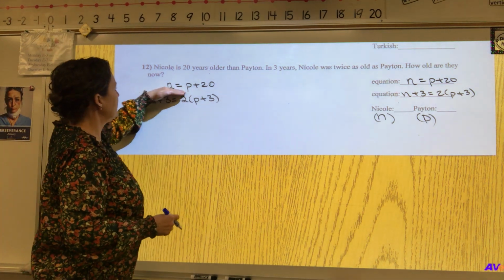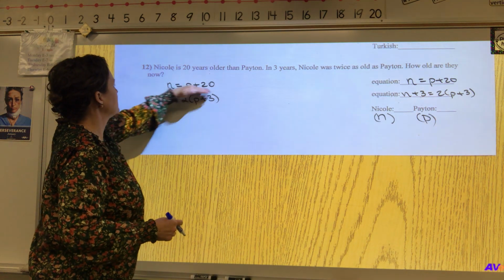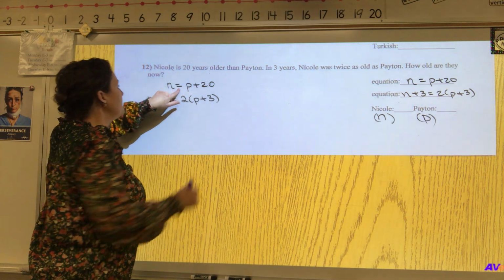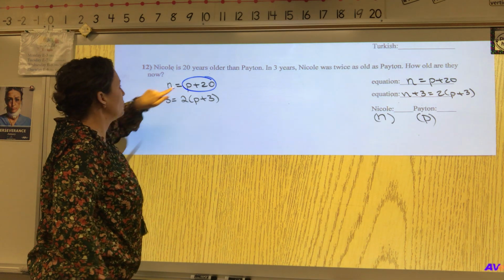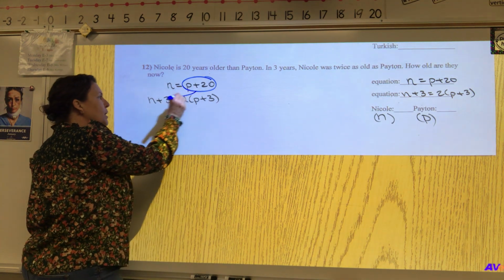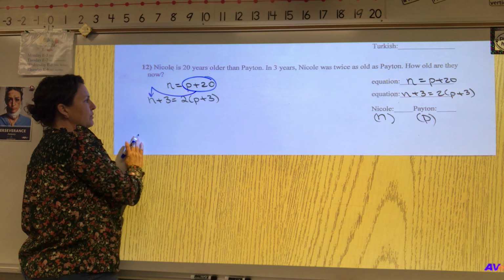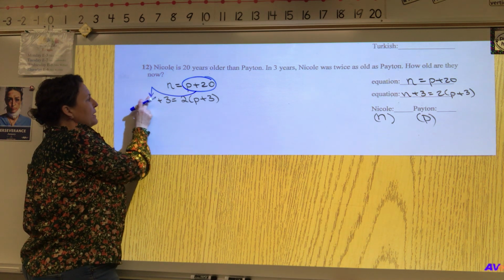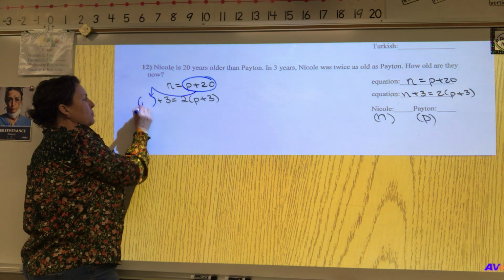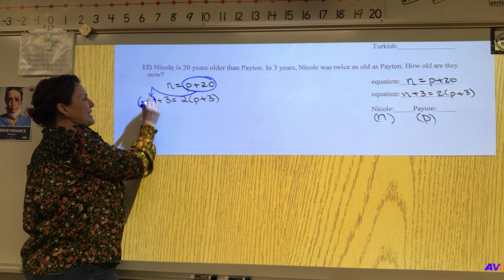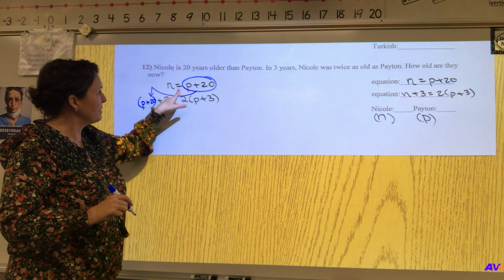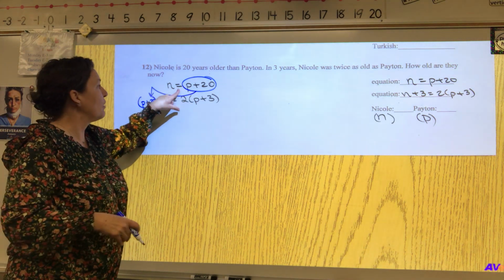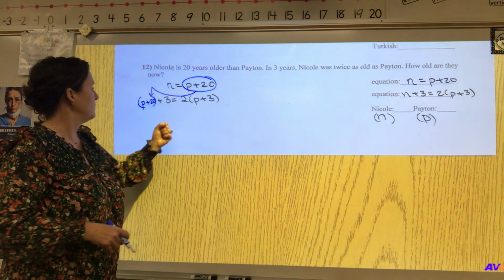So Nicole is something. Nicole will always be equal to this. So when I see Nicole, I can replace it with this. So I'm going to drop this information down here. That means instead of Nicole being there, I'm literally going to replace the N with what I know about N. She can be replaced with that information because they are equivalent. They're igualmente, so they're the same.